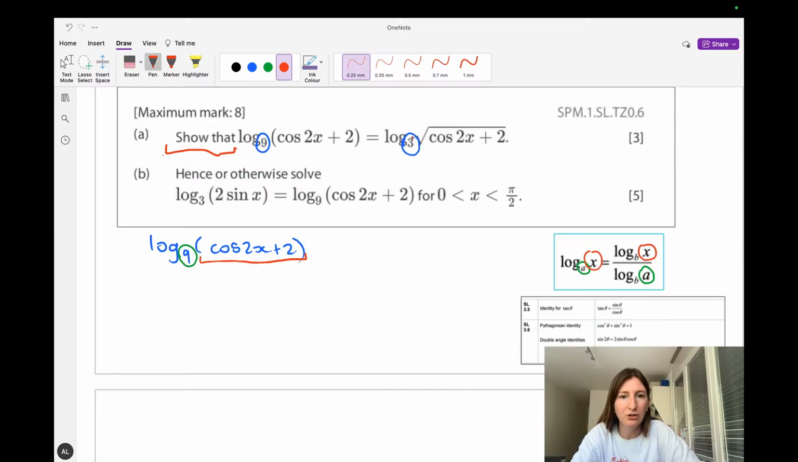And b is what we want to change the base to. I'm going to highlight that. I want to change the base to 3, and that's where my change is coming in. So I'm just going to take these different colours, green and red, to change it into a base of 3. Let's see how that looks. I'm going to have log base 3 of x, and x is just this part underlined in red, cos 2x plus 2.